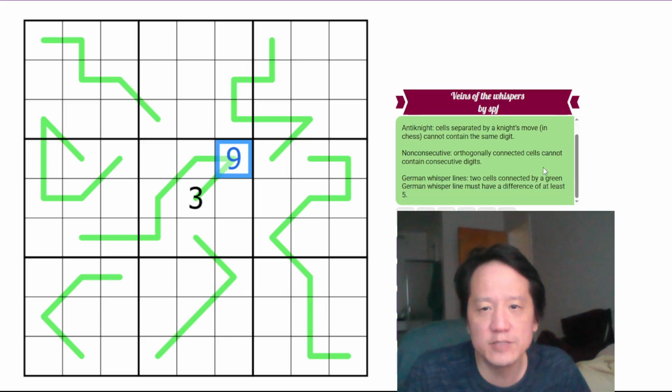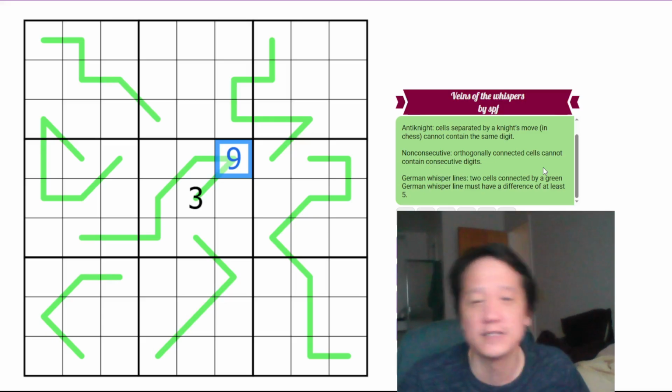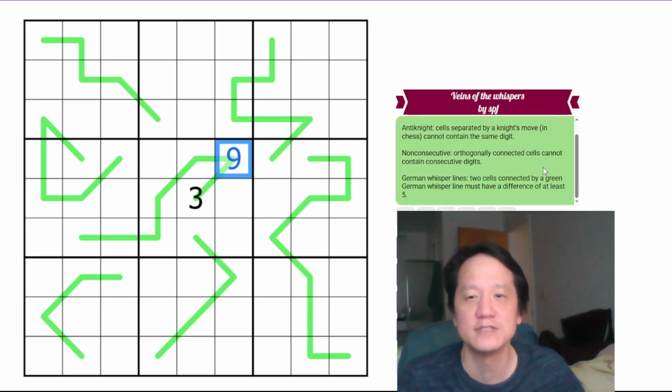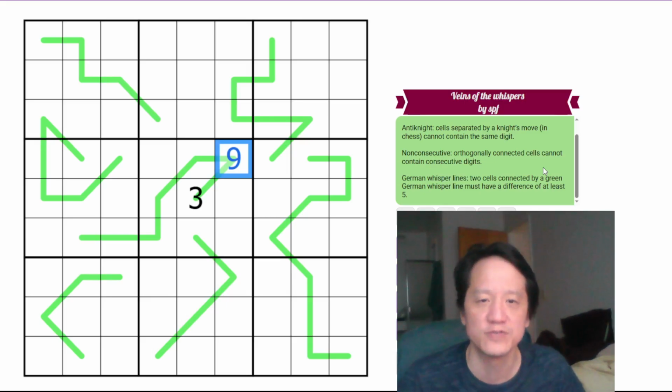I think SPF said in his note that this was actually his first setting of a puzzle. So congratulations on this setting, and hopefully we'll see some more nice little puzzles from you in the future.